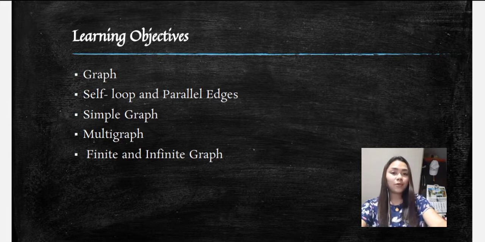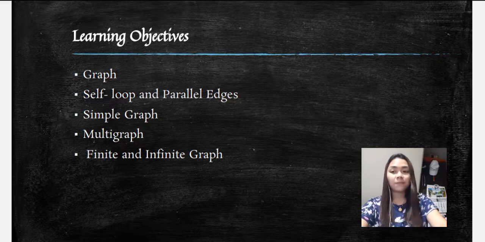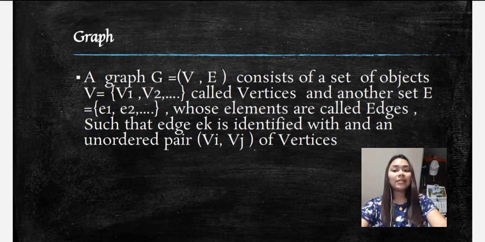In this video, you are going to learn about graph, self-loop, and parallel edges of the graph, a classification of graph based on self-loop and parallel edges of the graph, which are simple graph and multigraph. One more classification: finite and infinite graph. Let us start with the definition of graph.